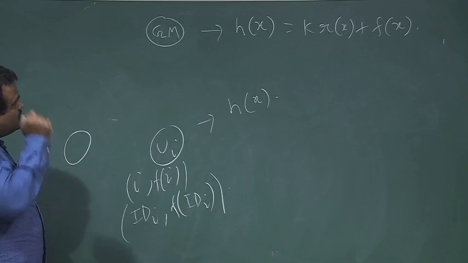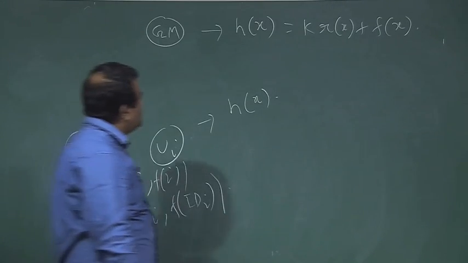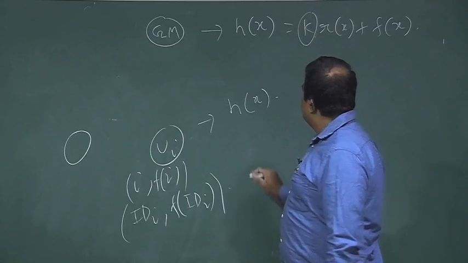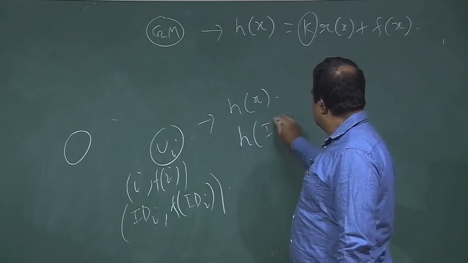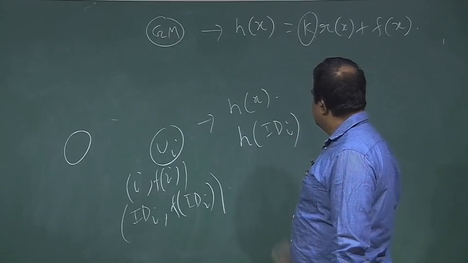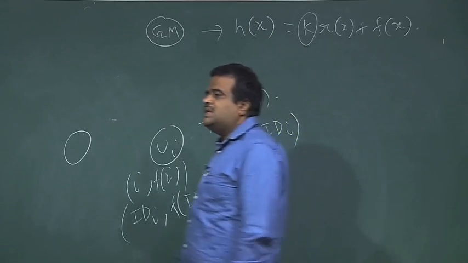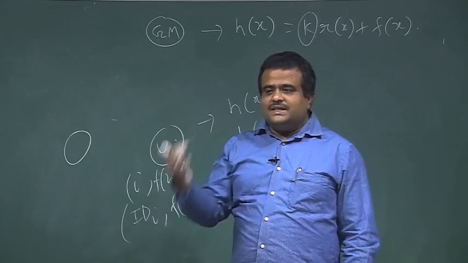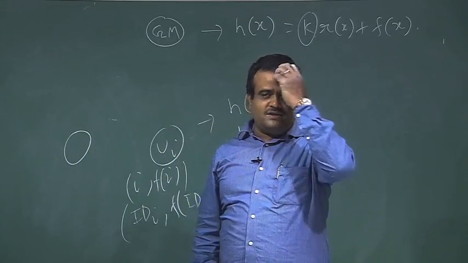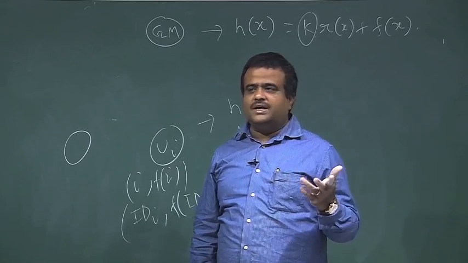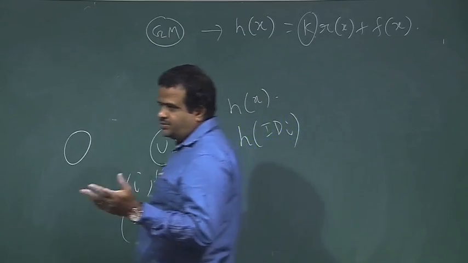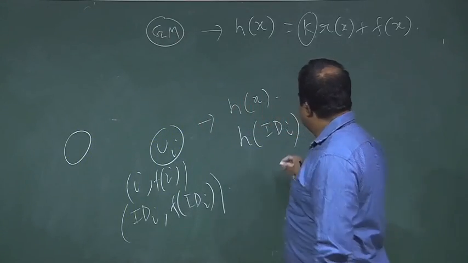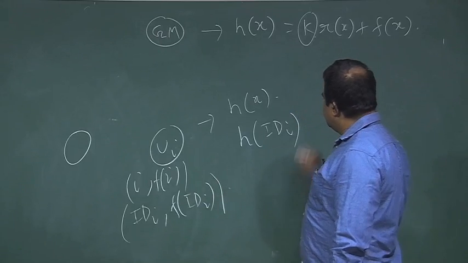Now this user is getting h of x. Upon getting h of x, what can this user do? The user needs to get the session key k. So the user can compute h of ID, because h of x means the whole polynomial the GM is broadcasting. It is a t degree polynomial, so basically it is broadcasting t points on this polynomial. Anybody can do the interpolation using Lagrange to get the whole polynomial. So this user UI can calculate this.